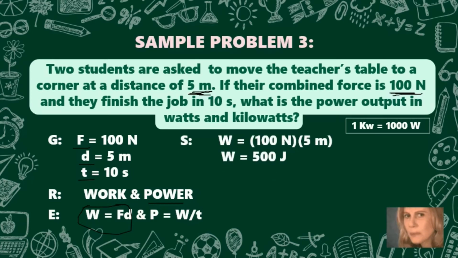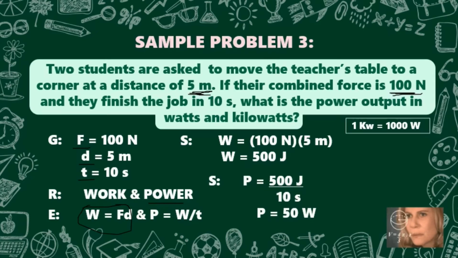Solution, work equals 100 Newton times 5 meters. Okay? Diba sa work ay kailangan lang nating i-times si force kay distance. Okay, so kapag na-multiply na natin, lalabas ang sagot na 500 joules. Very good. So, nakuha na natin ang kinakailangan nating work. Ngayon, pwede na ba tayong mag-solve ng power? Tama. So, pwede na tayong mag-solve ng power.